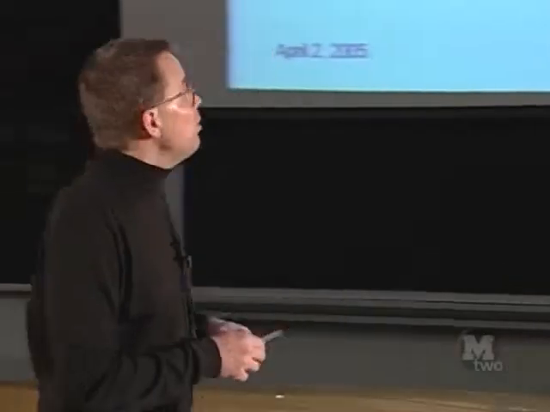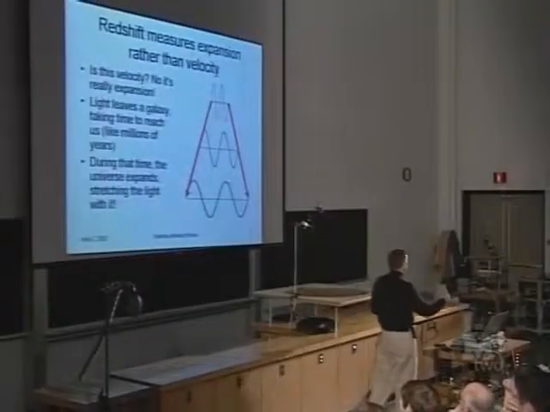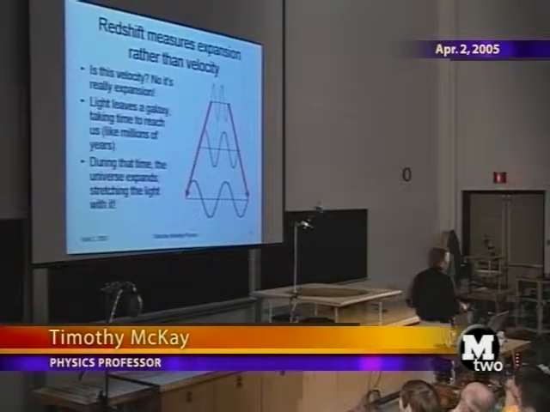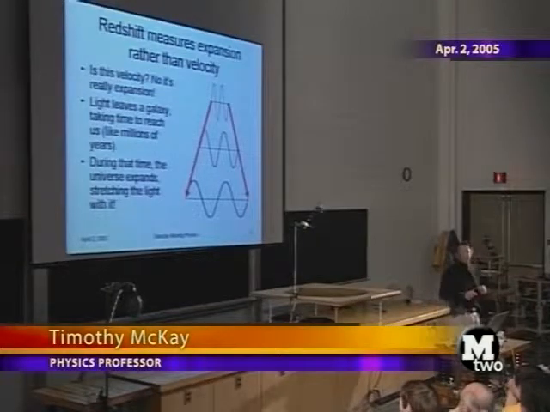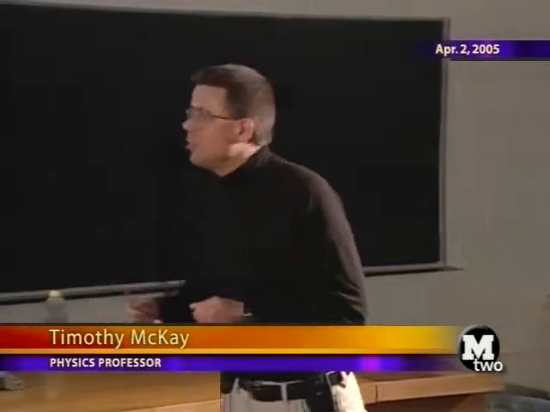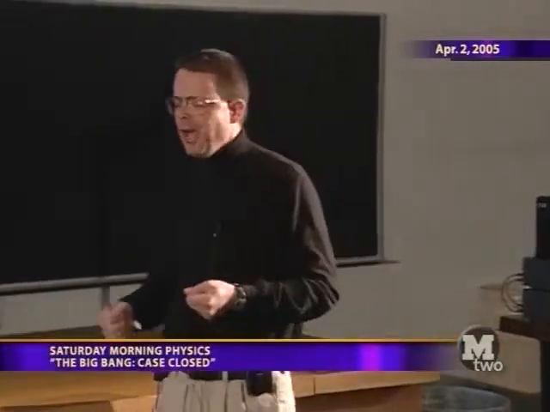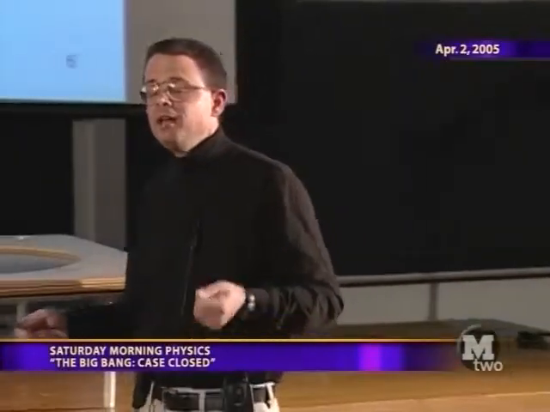Now, when we talked about how we can tell that the universe is expanding, we said that we measure the velocity that galaxies are moving away from us by looking at their redshift. And that's actually not really correct. It's not that we're measuring the velocity of a galaxy. What we're doing when we measure the redshift, how the light from a galaxy has been stretched out, is measuring how much the universe has expanded since the time that the light left that galaxy.